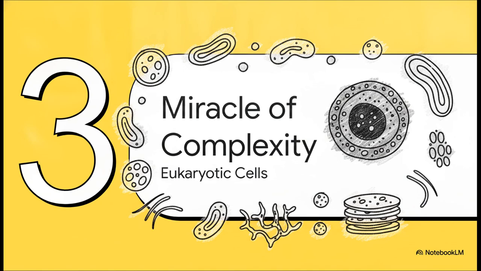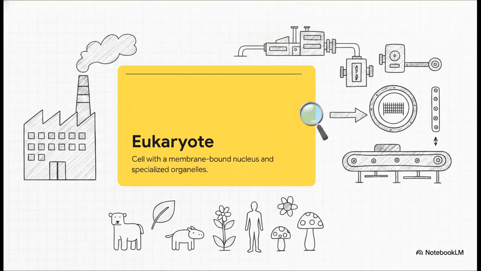Which brings us to Section 3, the miracle of complexity, eukaryotes. Now, if prokaryotes are that single-room workshop, eukaryotes are the massive, compartmentalized megafactory. A eukaryote features a membrane-bound nucleus, so a dedicated, highly secure headquarters for its DNA, and highly specialized membrane-bound organelles. Animals, plants, fungi, protists, literally everything you can see around you, including yourself, is built out of these eukaryotic megafactories.